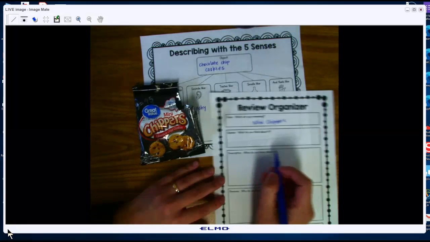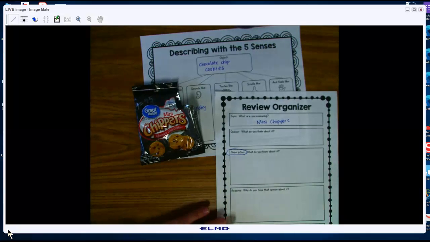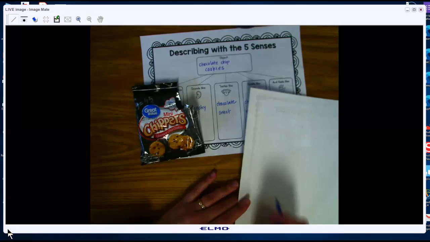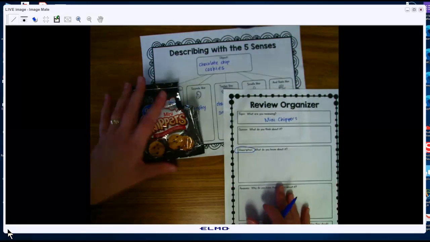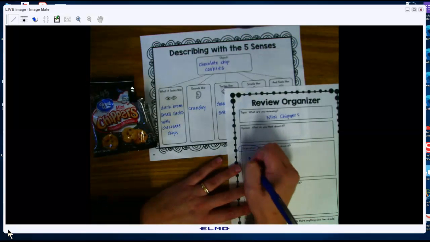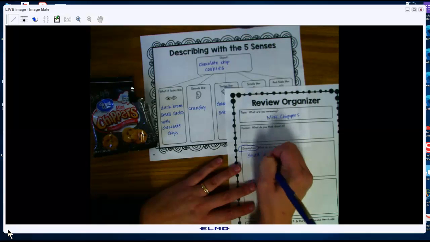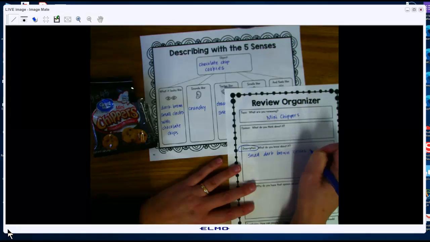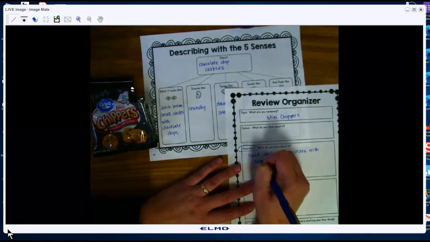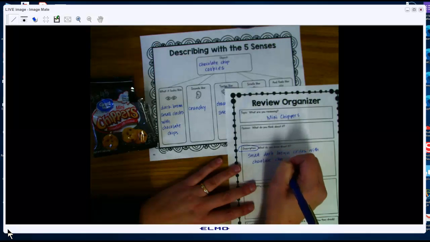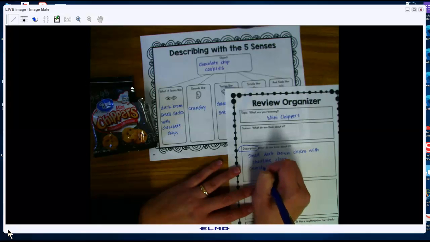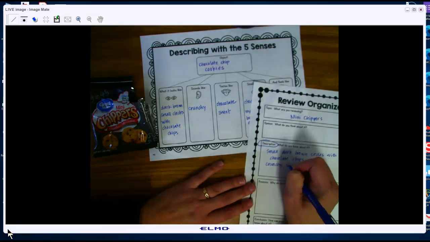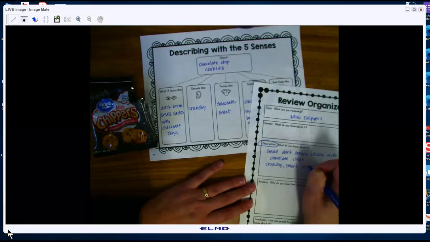Okay? This is the part that we're talking about today. And I know you've all filled it out, but you're about to go back to yours and see if you can make it better. See if you can add anything. Okay? If you need room, you can even go on the back and add it. But my description of mini chippers is that they are small, dark brown circles with chocolate chips. They're crunchy. That's the sound I hear. They are sweet. And they smell chocolatey.